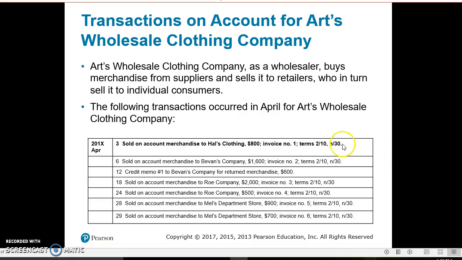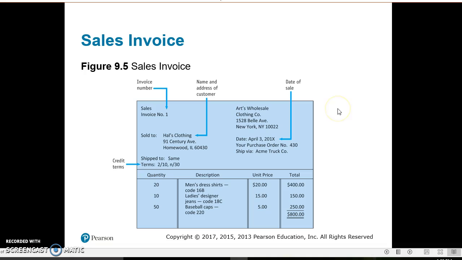And then you can see where you have the terms 2/10, n/30. If they pay it by the 13th of April, they would get a 2% discount. If not, they have to pay the whole thing. So you're going to see where it says maybe received cash, sold on account. You have to decide how you're going to do those transactions.